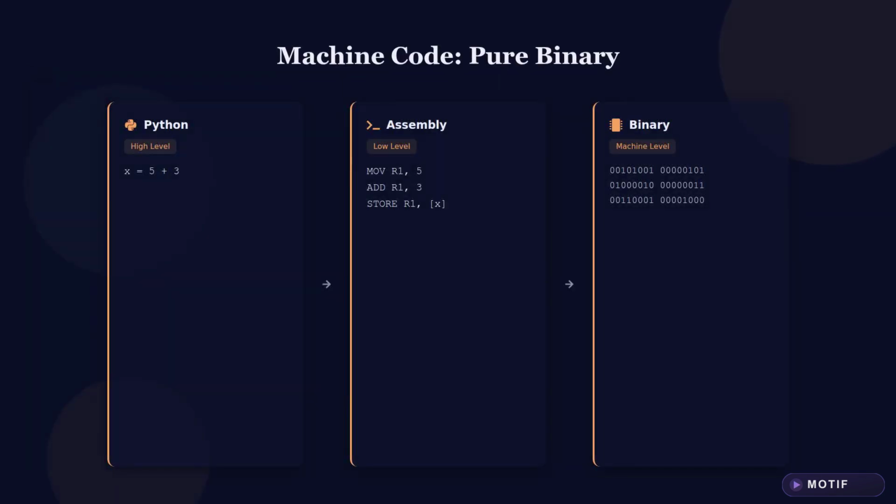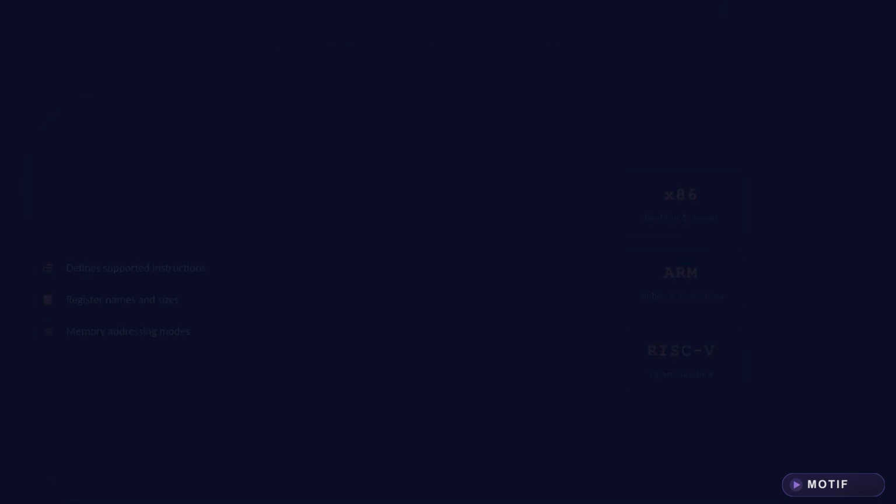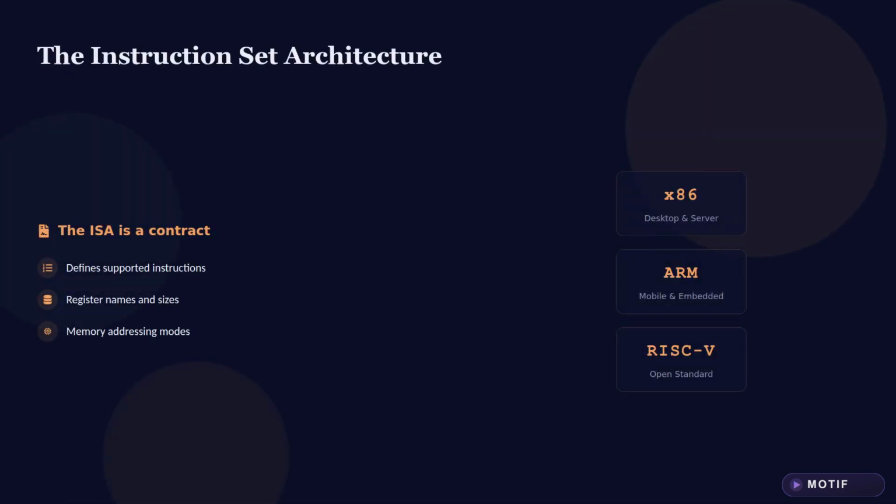Machine code is the final software representation, pure binary numbers. Each instruction is encoded as a specific pattern of ones and zeros that the processor circuitry can decode. What began as a readable Python statement is now an opaque sequence of bits, ready to be fetched and executed by hardware.